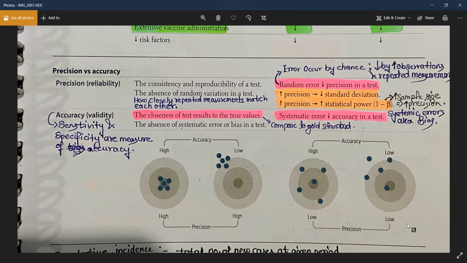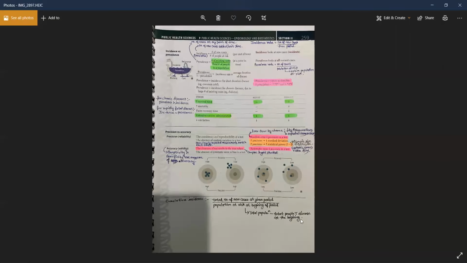In this last example, you can see that all the values are lying very far away from the center of the gold standard value, right? That means my test has a very low accuracy. And because all these values are very different from each other, my test also has a very low precision. Okay, so any doubt on this accuracy and precision?